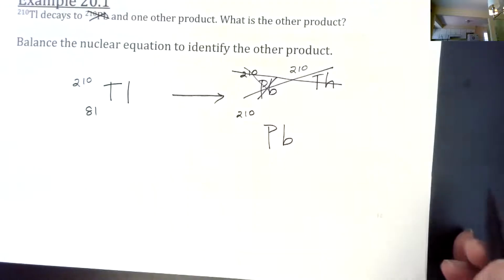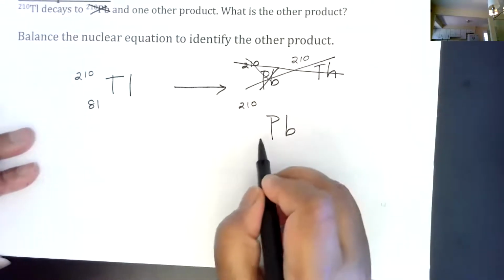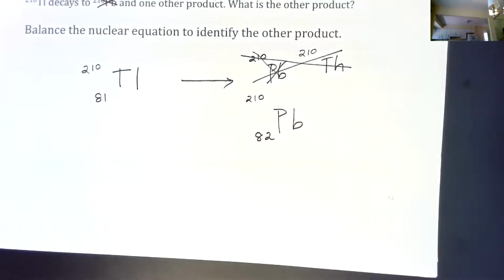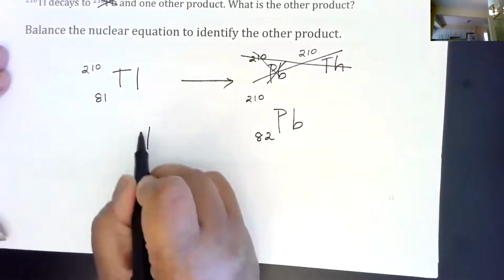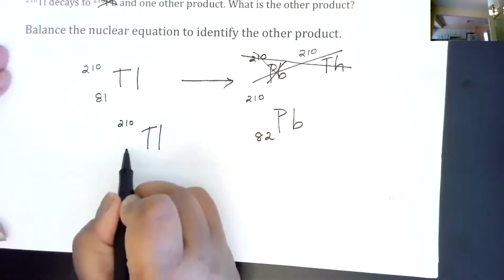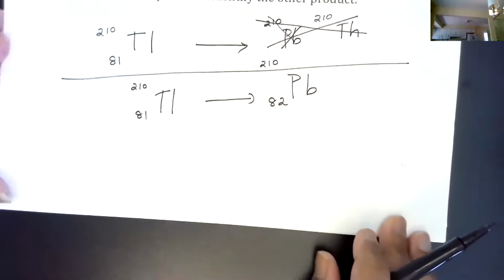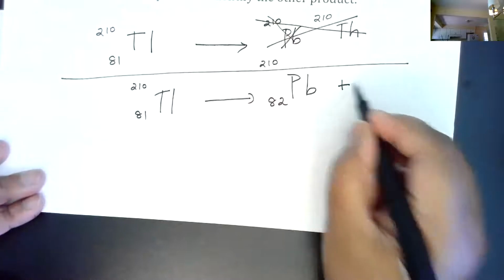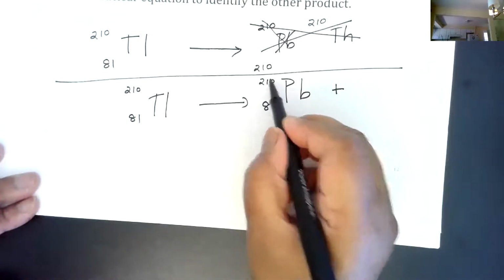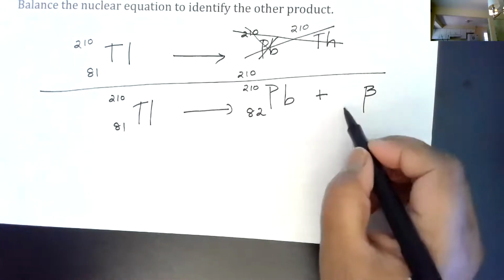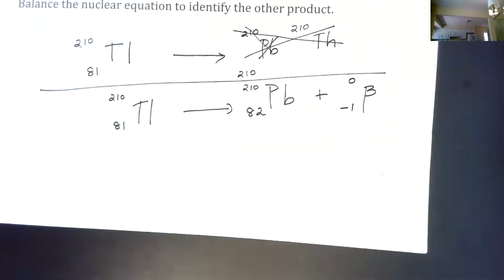If you're writing with a pencil, please erase it. This is lead because lead's atomic number is 82. Thorium's atomic number we just saw was 90. So thallium, 210, 81 going to this. What is the other product? It's going to be the beta positive. Beta positive? Negative. Sorry, negative. Beta decay.